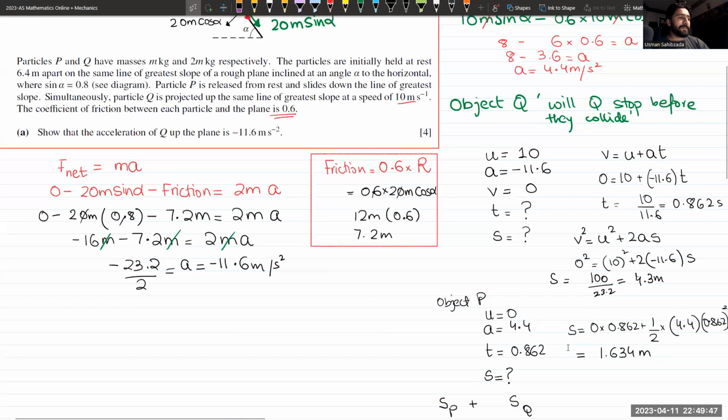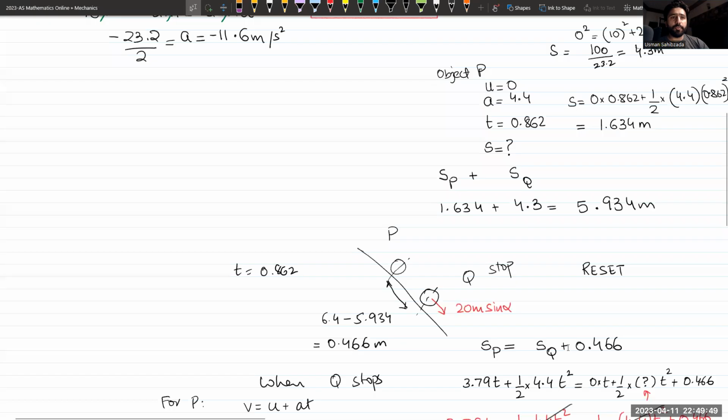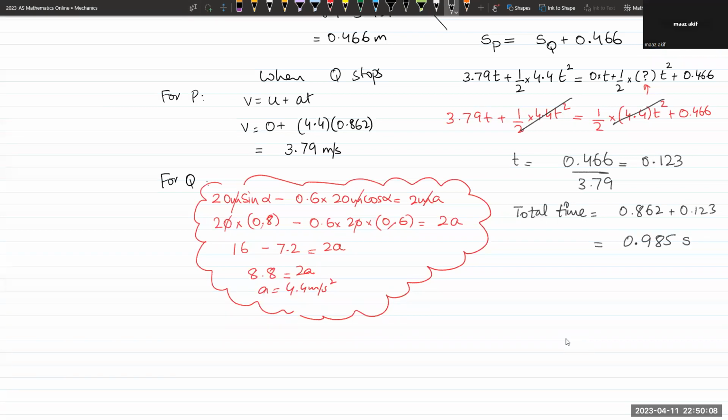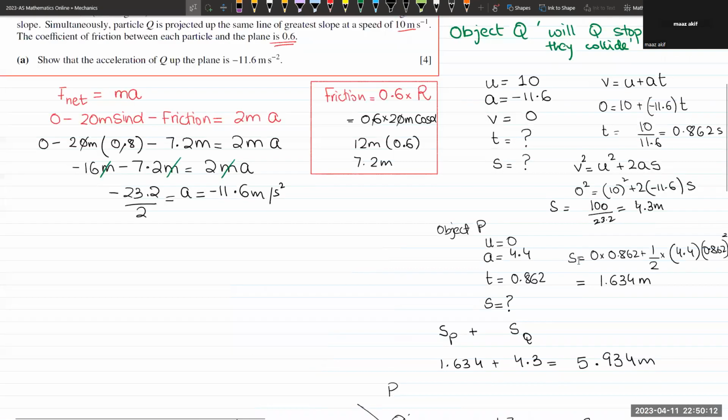0.123 plus the 0.862, क्योंकि 0.862 उसको लगा था नीचे आने में, रुकने में, और 0.123 सेकंड्स उसके बाद लगे हैं इसको फर्दर हिट करने में. ऐड किया तो ये तुम लोगों के पास आ गया 0.985 सेकंड्स. सर, वैसे अगर दोनों पार्टिकल्स की एक्सेलरेशन सेम है तो हाउ विल दे कैच अप?